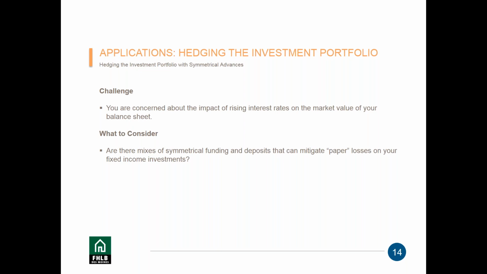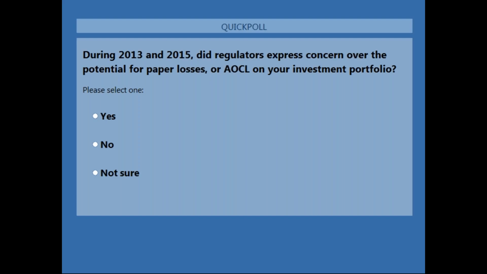During the taper tantrum periods of 2013 and 2015, did your regulators ever express concern over the potential paper losses or AOCI on your investment portfolio? And there are three possible answers. You can denote yes, you can denote no, or you can say, gee, I'm not sure because I wasn't around then. Okay, Scott. Polling is open.